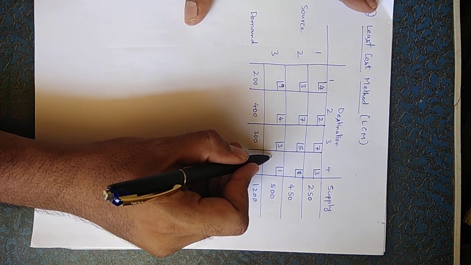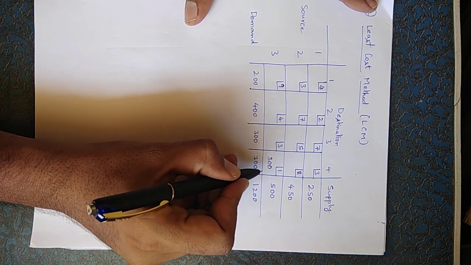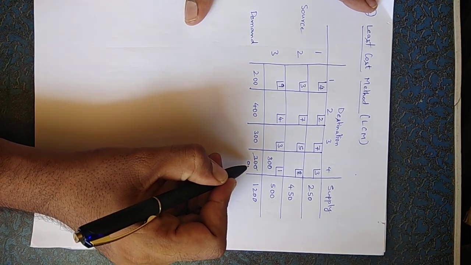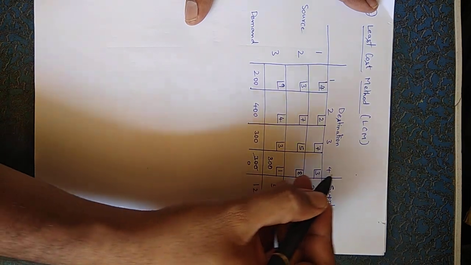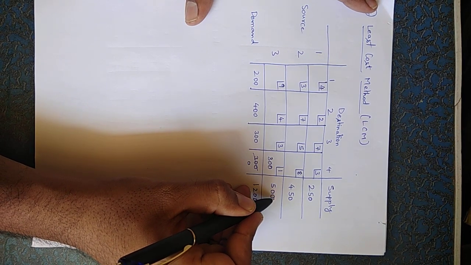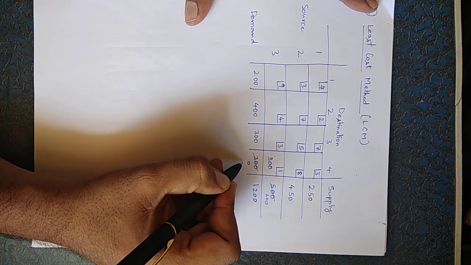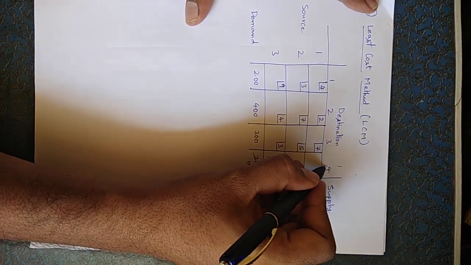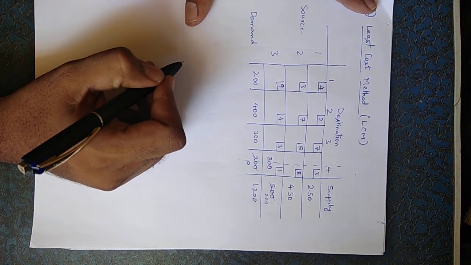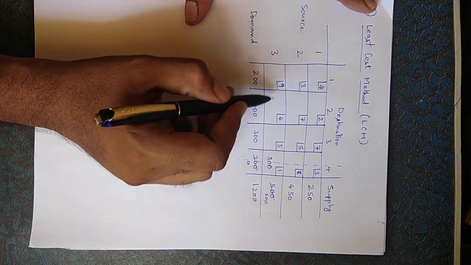So I will allot this 300 here, and this will become 0 because all the 300 needed for this fourth destination is satisfied. Now this 500 will become 200. So since this is satisfied, no allocation needs to be done for the remaining cells in that column. Next, now the remaining are these 6 cells.